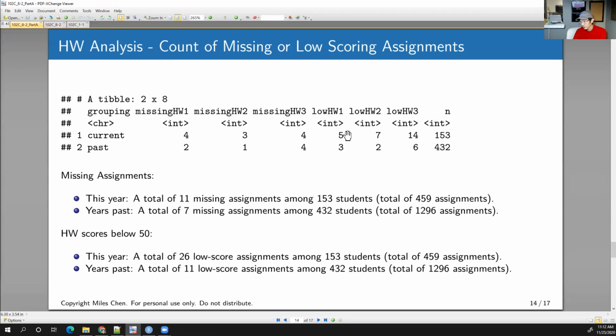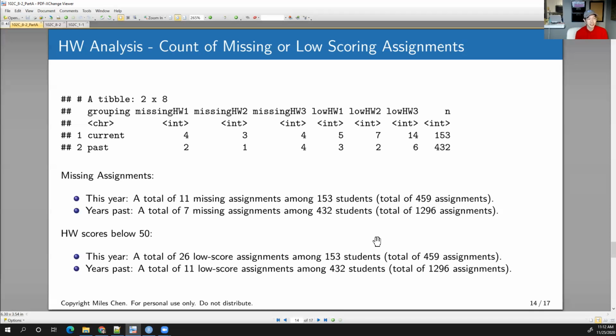Okay, and then if we look at homework scores below 50, I have 26 low score assignments among 153 students, versus previous years where we had 11 low score assignments among 432 students. So just looking at this, it seems like a big jump in terms of students who are missing assignments, students who are scoring low on their homework assignments.